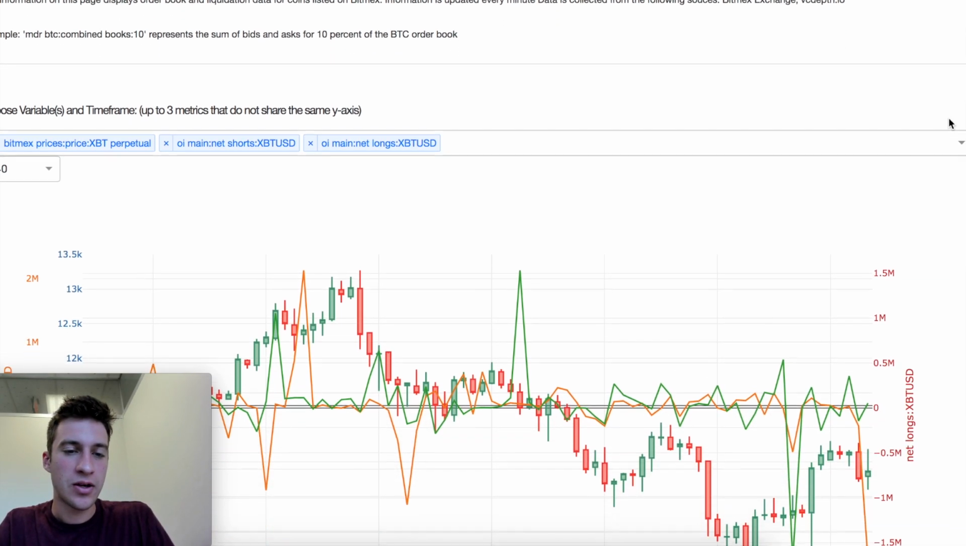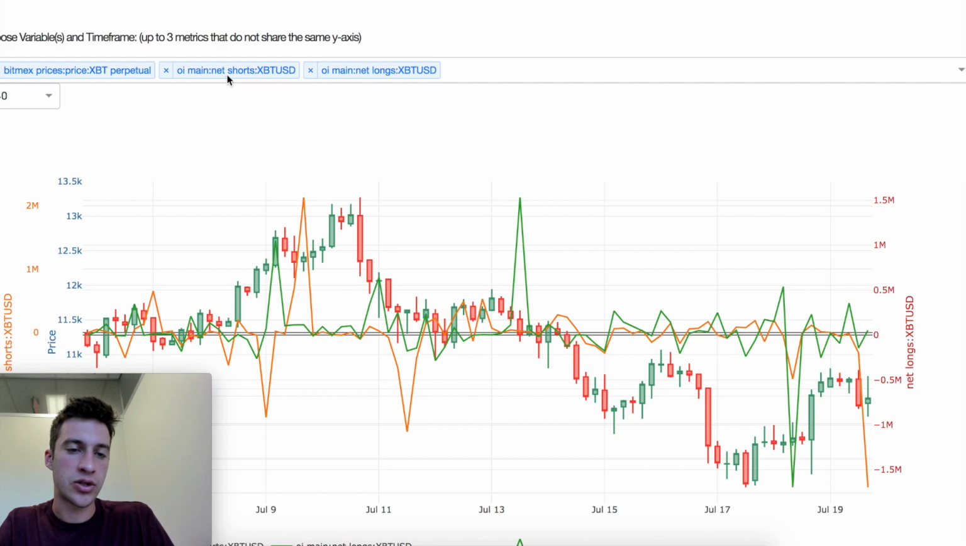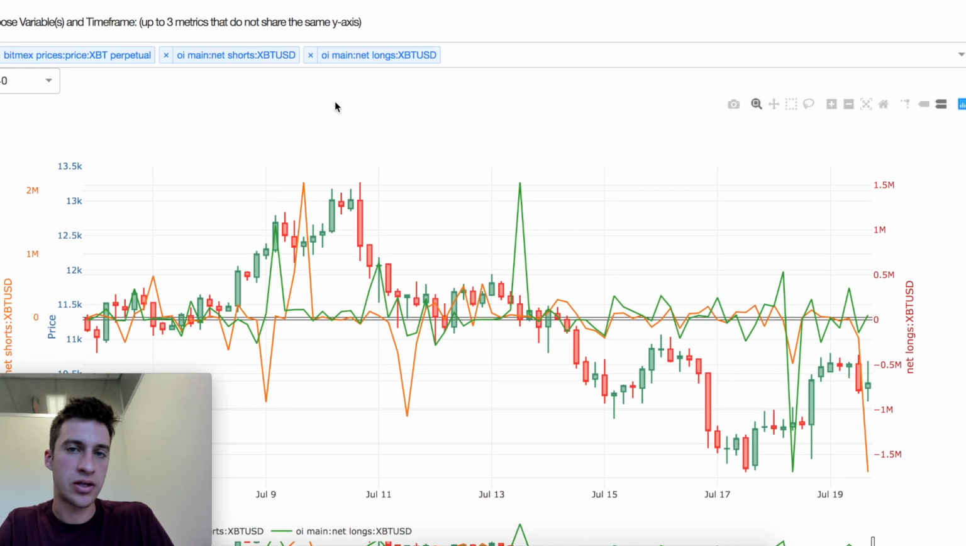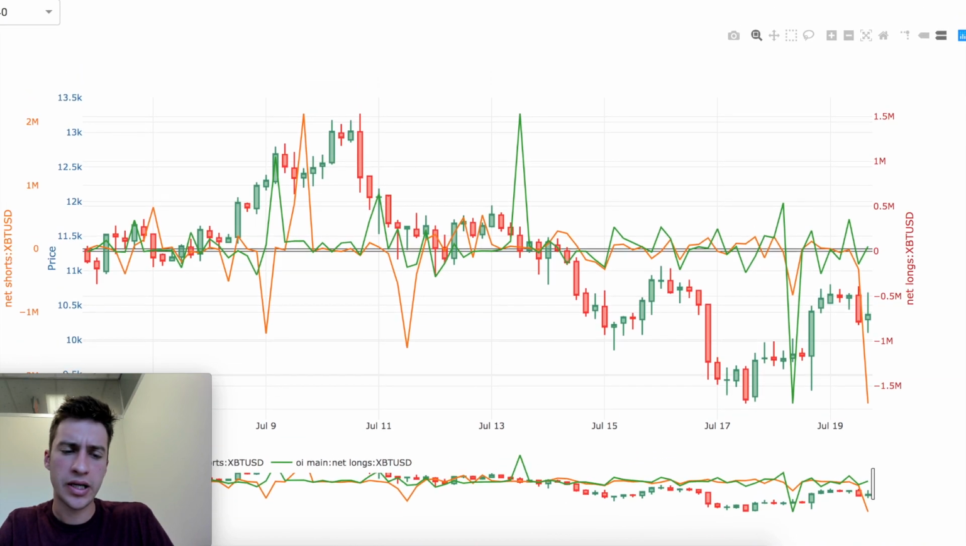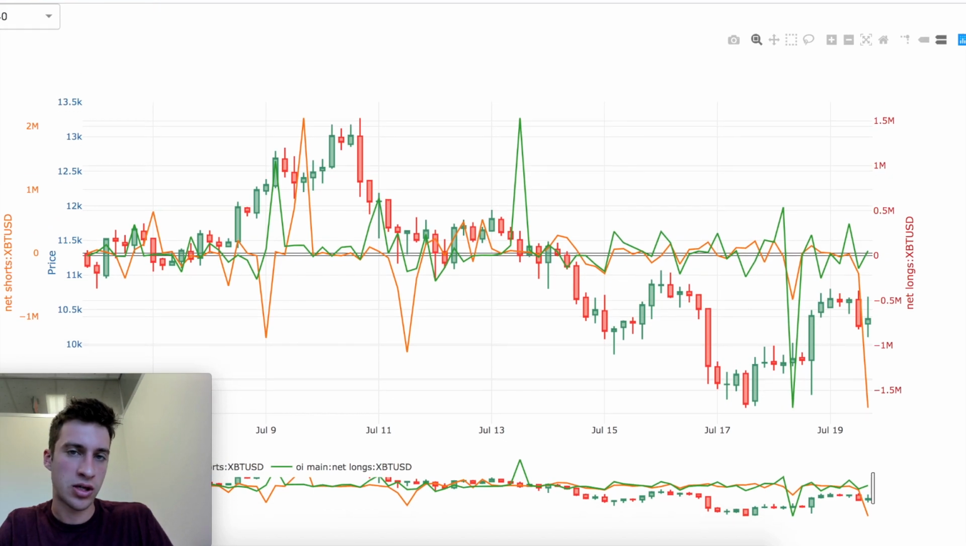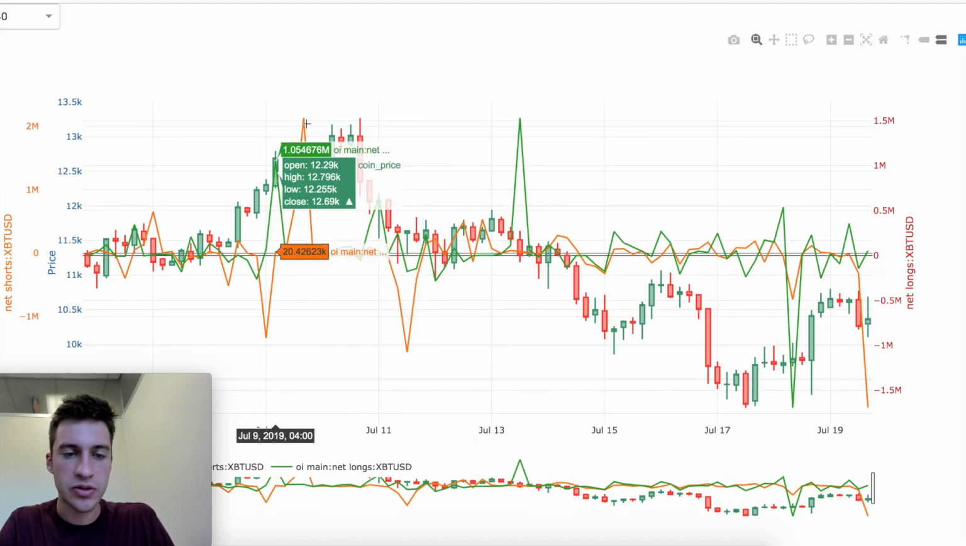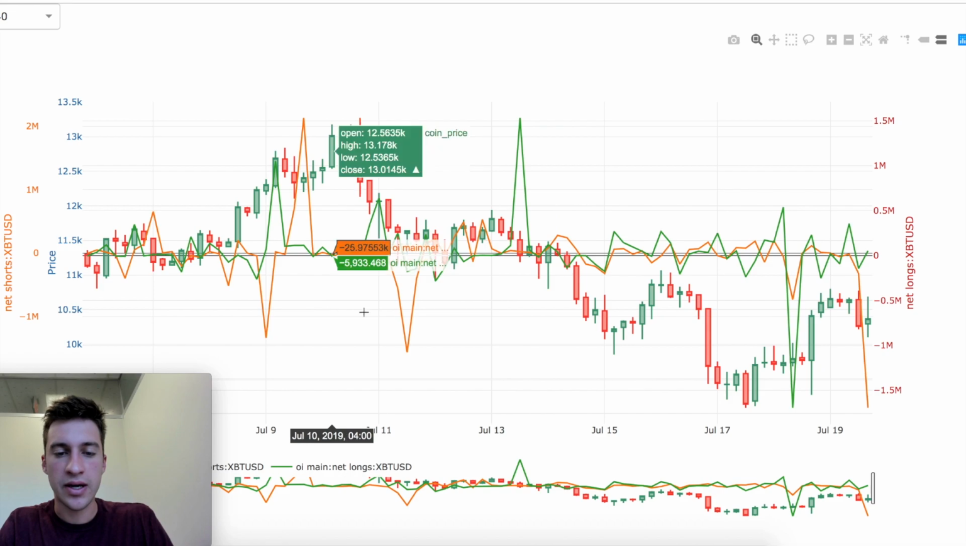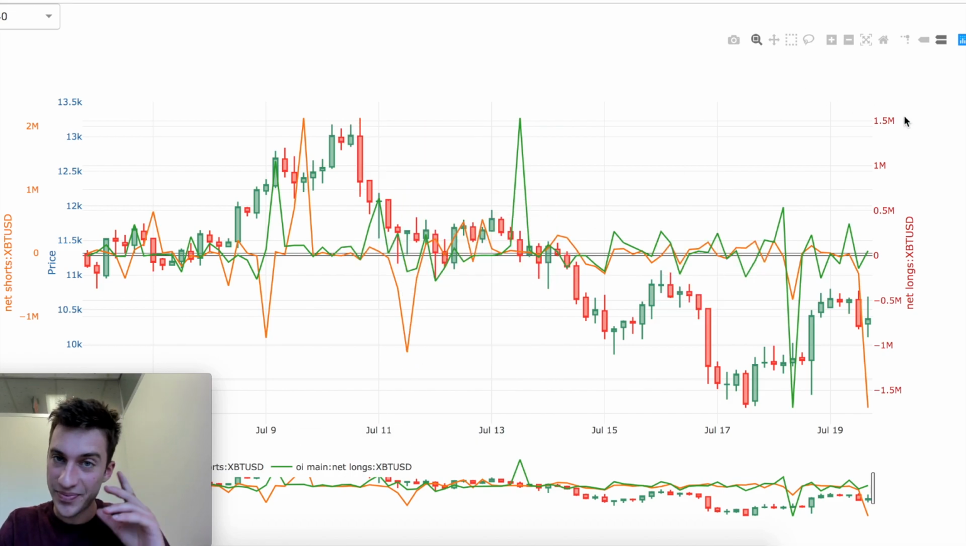All right. What you're looking at down here are the net shorts and the net longs for XBT USD. This is on the 4-hour time frame. Now what you see in green, guys, is the change in longs, and what you see in orange is the change in shorts. So an up spike like this means that many shorts entered. A down spike in this means many shorts exited. Up spike like this means many longs entered, and a down spike means many longs exited.